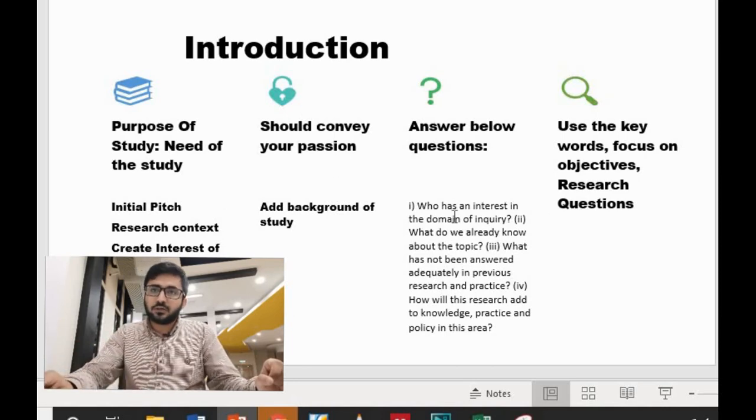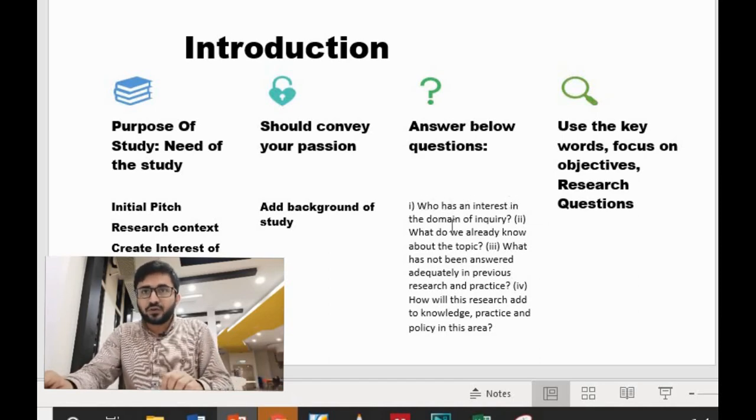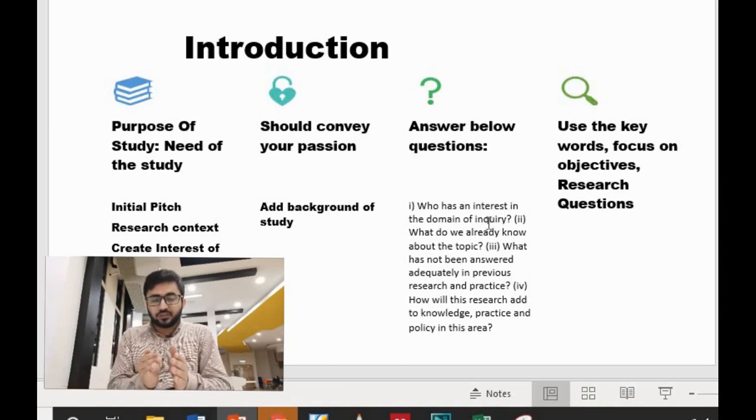One more thing I recommend to most people is to answer the following questions. If you answer these four questions, the chances are your introduction is covered. The first is: who has an interest in the domain of inquiry? For example, if I am talking about transformative marketing, I know transformative marketing is given by Dr. Kumar, whose article I explained in my previous section. It is also endorsed by Mayor, and by Vardarajan. It is also endorsed by me, because I have written six articles in leading journals on transformative marketing. My whole work is on transformative marketing.